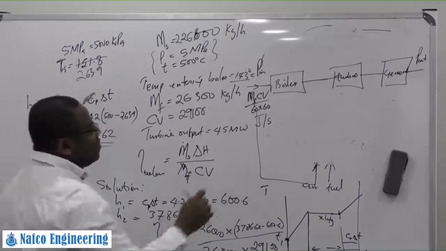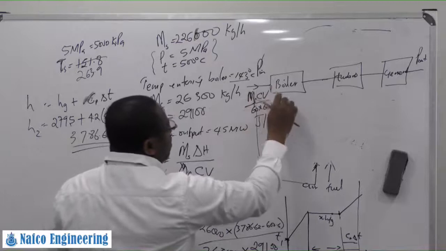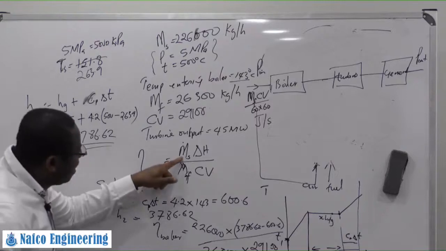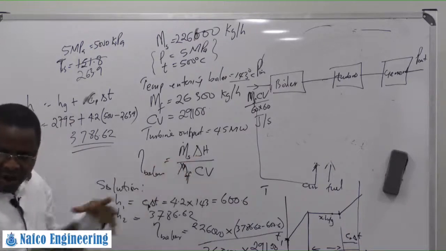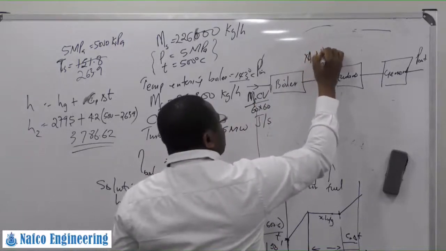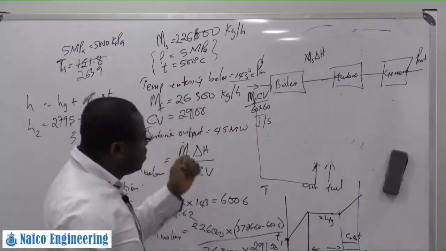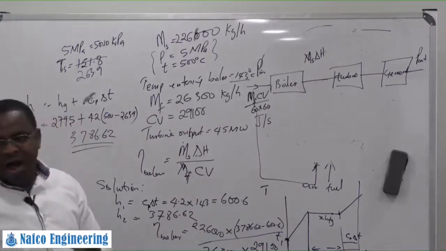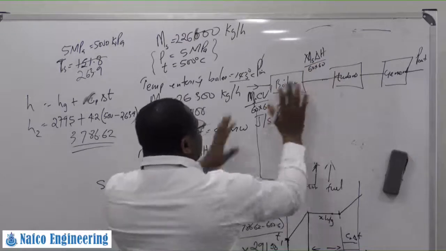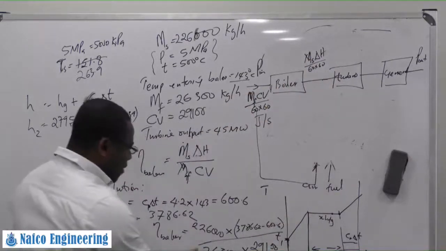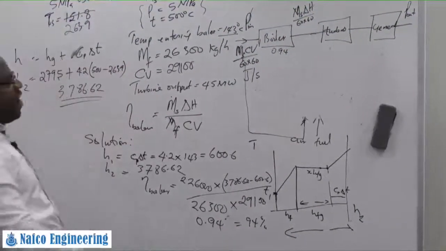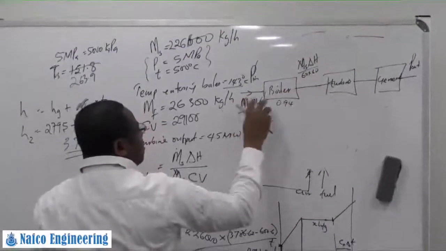So we have that as input energy here. Then for the boiler, this is our output. And if you check what we have calculated, this m_s delta H is the output of the boiler, but it's in joule per hour, so you must also convert to seconds. This is what we used to get this efficiency. We got the efficiency to be 0.94 when we divided this output over this input.